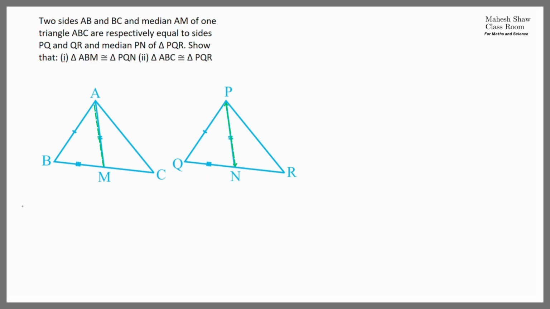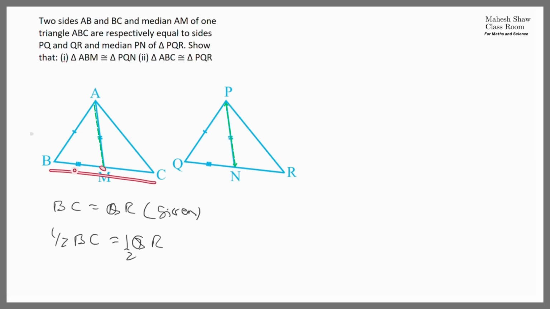So for that, we will be using the concept of median. So we know that the length BC is equal to QR, that is given to us. Now on multiplying by half on both sides, it will result in half of BC is equal to half of QR. Now, as I said that M is the midpoint of BC, so half of BC can be written as BM. And half of QR can be written as QN. So we got BM equals QN, and say I mark it as equation 1.